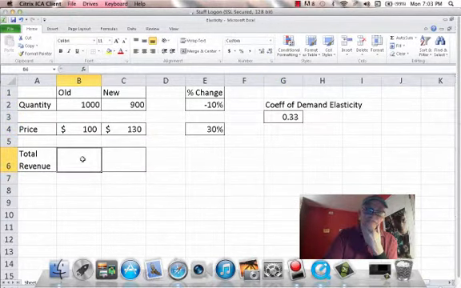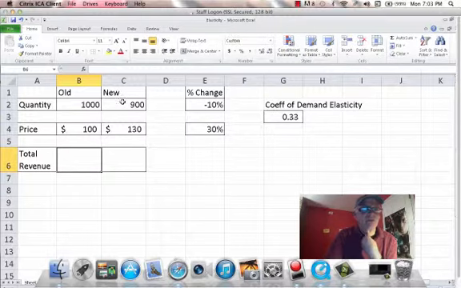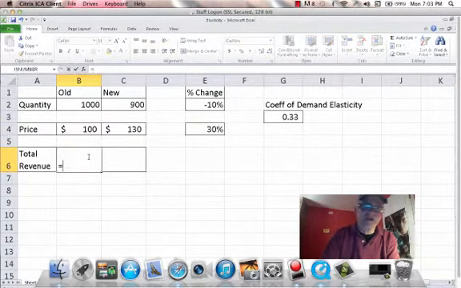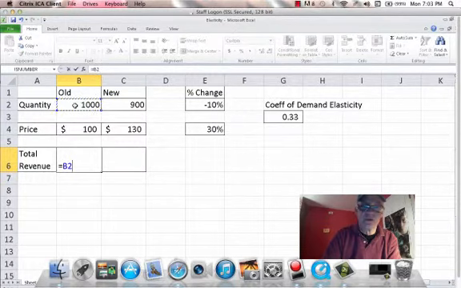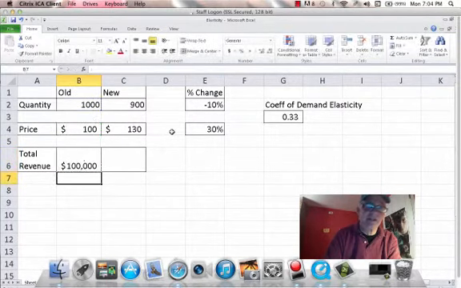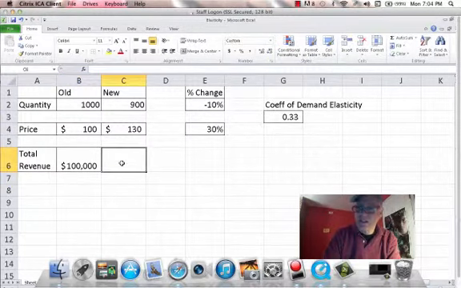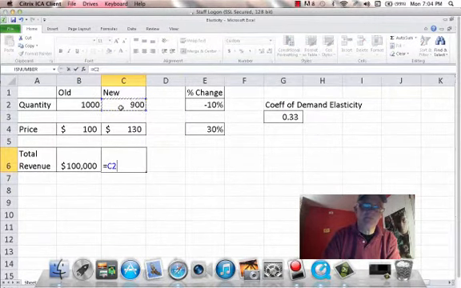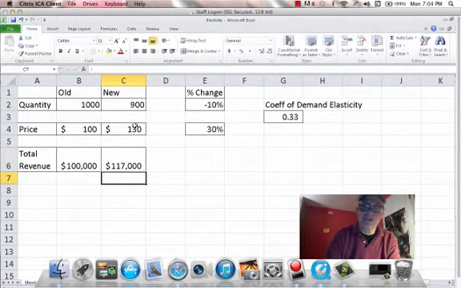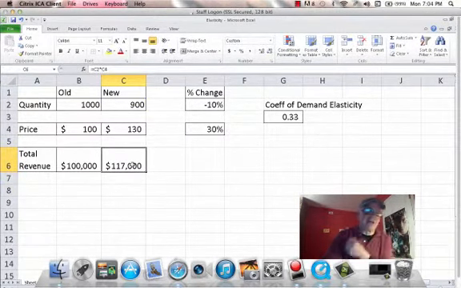So here, I want to see how the old and the new changes my total revenue. My old quantity, my old price, my new quantity sold, and the new price. So total revenue is fairly easy. It's just the quantity sold times the price. I sell 1,000 of these shoes at $100 a pop, and $100,000 is my total revenue. So for my new, I take that 900 sold now times the new price of $130. So here my total revenue went up to $117,000.